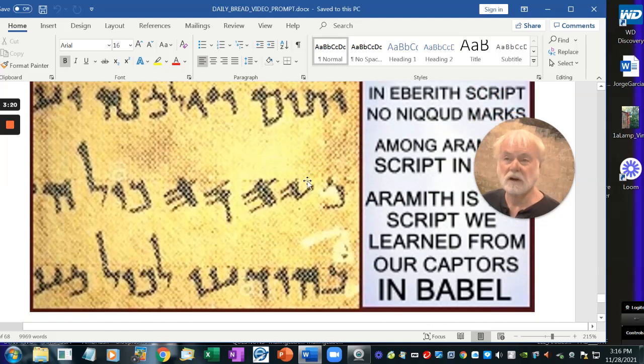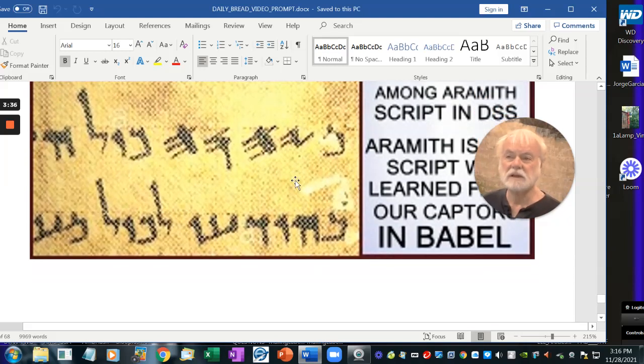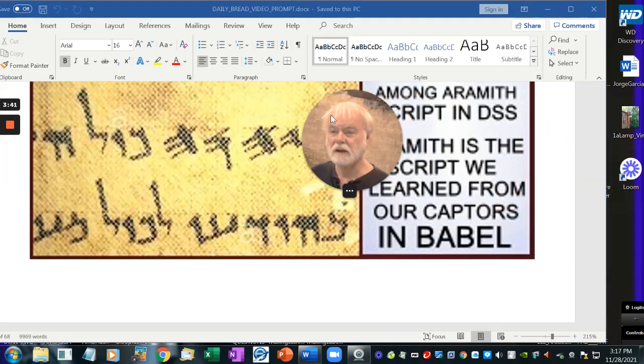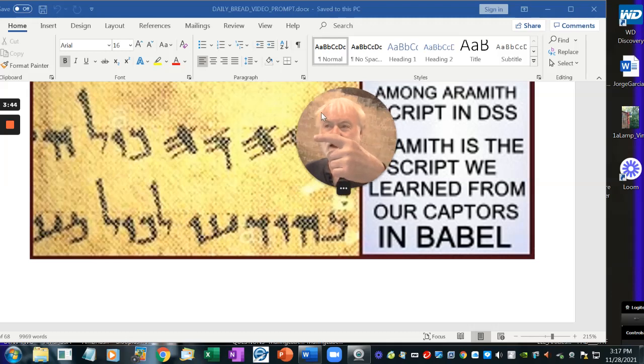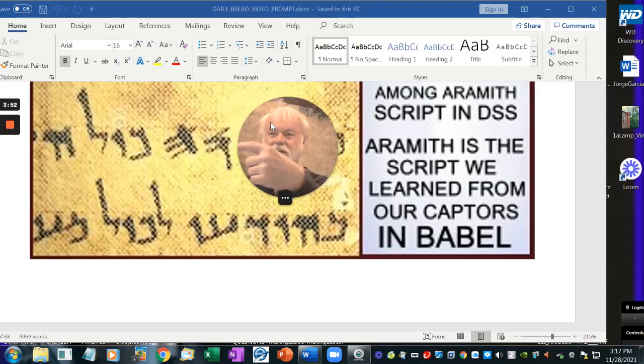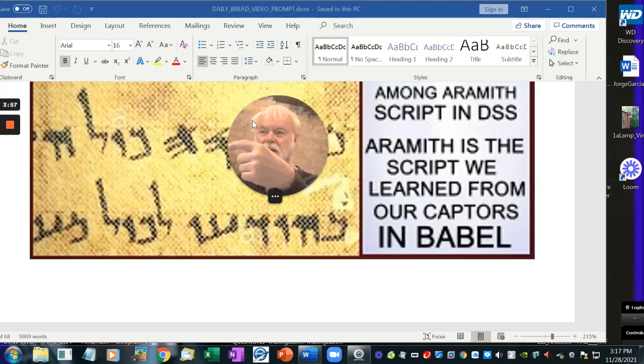Now, this is a picture, a section from a Dead Sea Scroll. And notice there's no nukud marks to adjust or alter the phonetic pronunciation. But right in the middle here, we see the 4 letters. Let me go over there to them. See, there's the Yod, and then the Hey, and then the Ua. And there's the last Hey. These are vowels, and they're read from right to left. So, Yod, Hey, Ua, Hey.